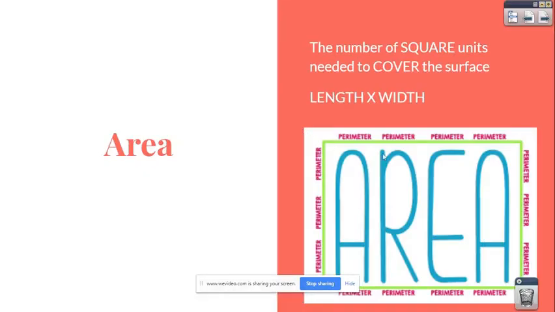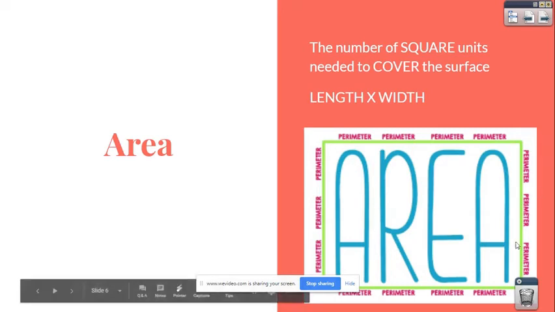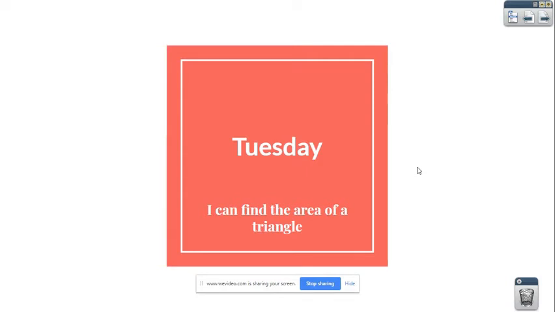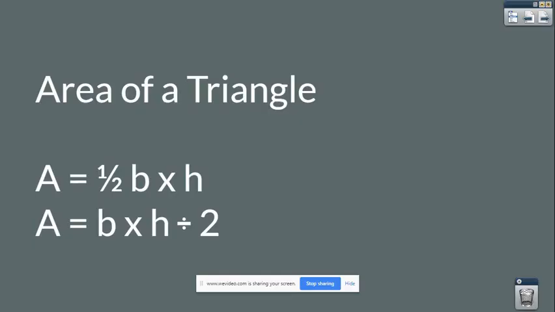The area is the number of square units covering the surface, kind of filling up the inside of a shape. To find the area of a rectangle, you do a side times a side. What we need to work on today is I can find the area of a triangle. Some of you might have noticed the triangle outside on the hallway squares, and it's a little more difficult to figure out. So there's a specific formula that we follow.